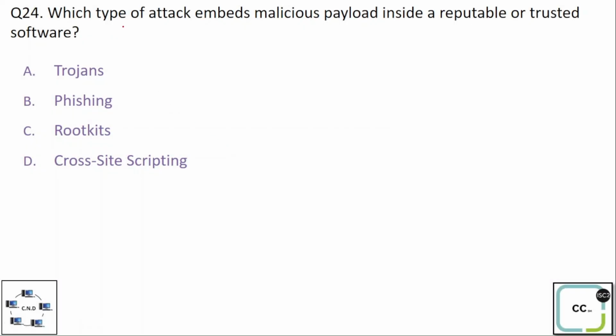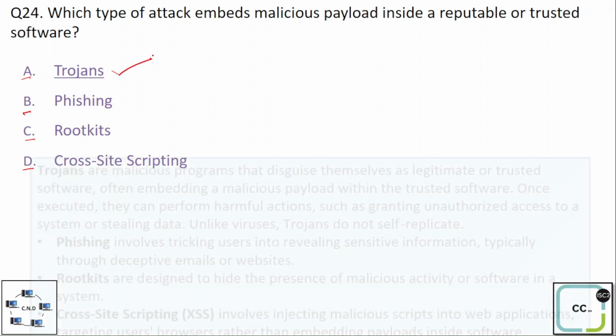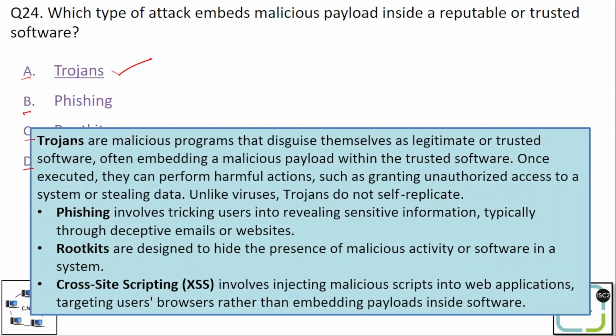Question number 24. Which type of attack embeds malicious payload inside a reputable or trusted software? Option A, Trojans. Option B, phishing. Option C, rootkits. And option D, cross-site scripting. And the correct option is option A, Trojan horse. So what is Trojan?